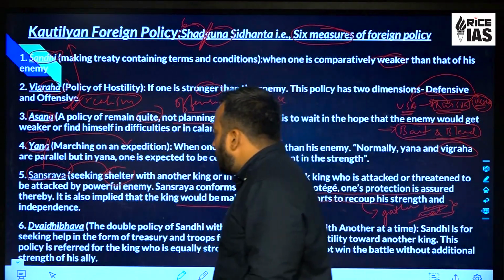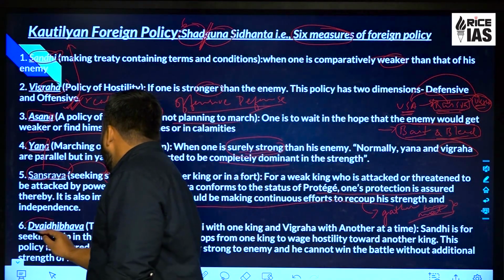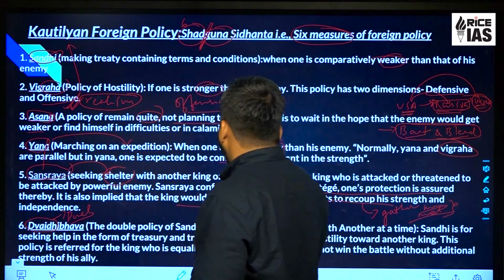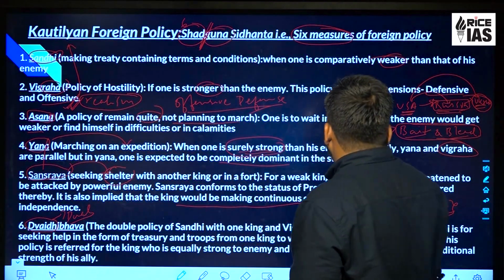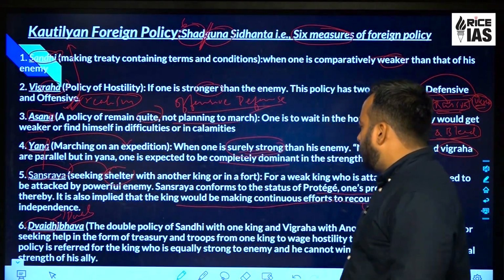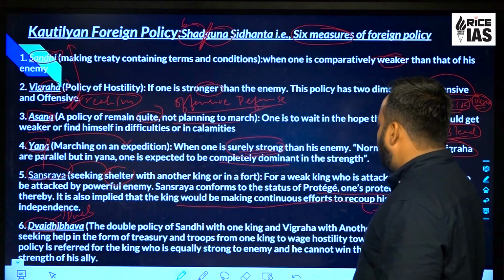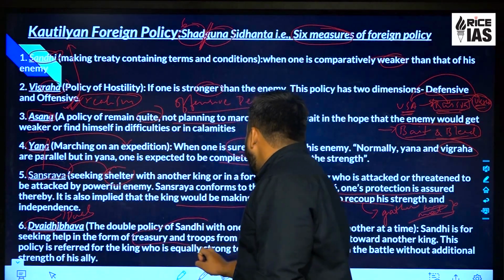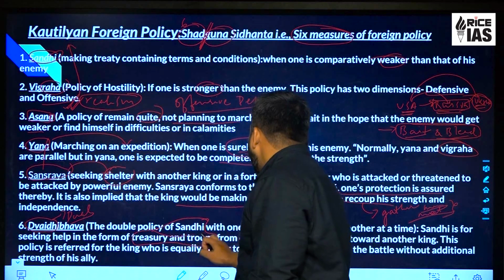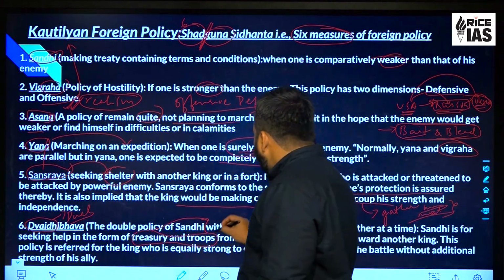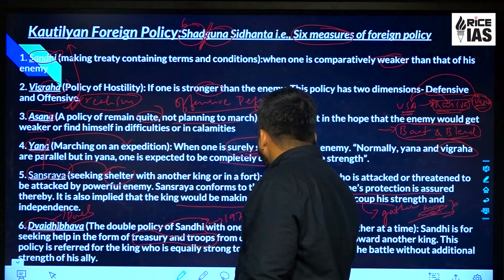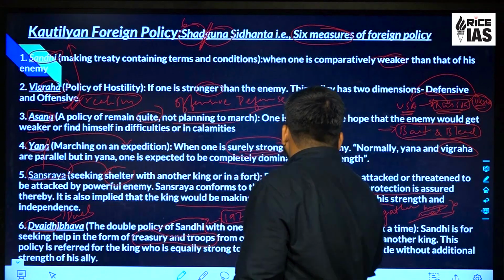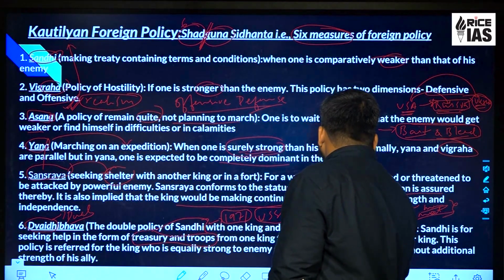Dvad bhavo, dvad is double. Dvad means dual. Bhav is policy. So make peace with one and make war with another one. While making peace and sandhi, you take military and financial help. That's what India did in 1971. India took support from USSR and India created Bangladesh in the war.